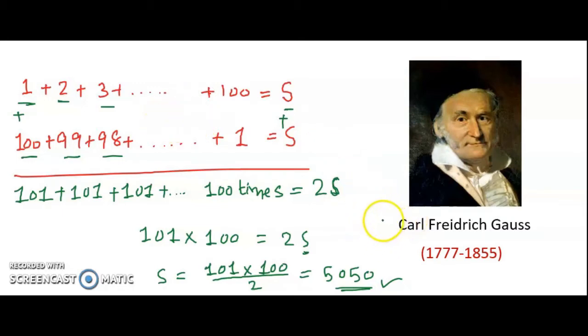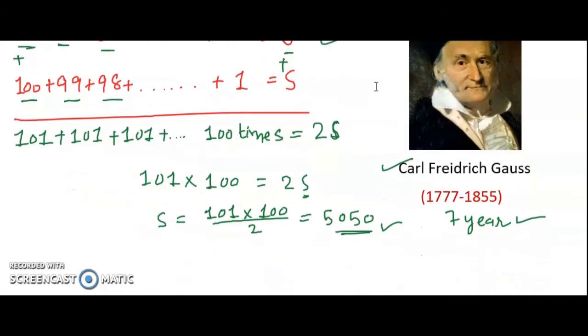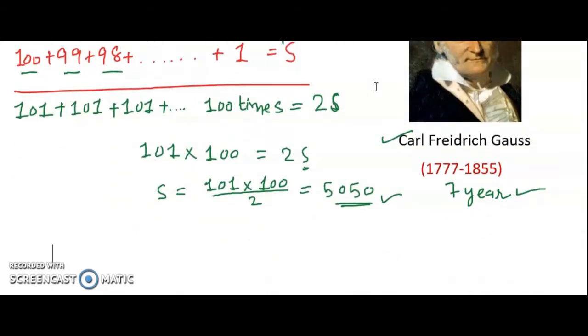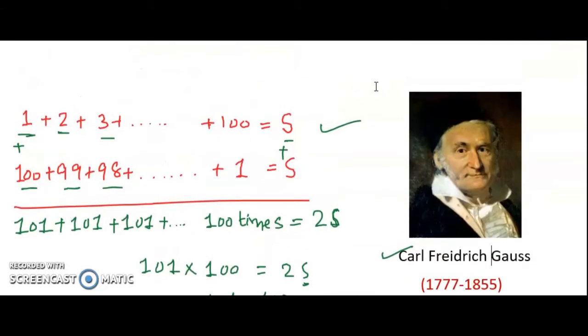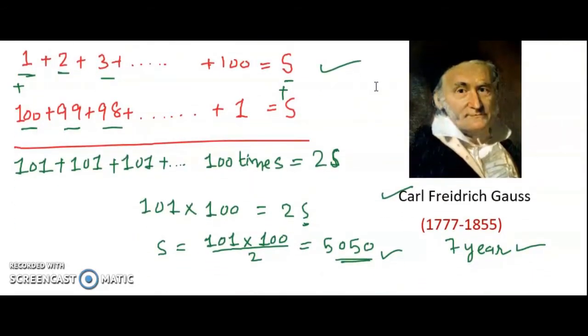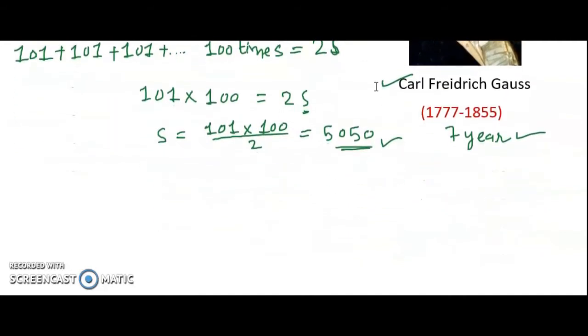This was done by this famous mathematician, and at that time his age was only 7 years. At the age of 7, he did this work. Later he contributed so much to arithmetic progression. So you can see here, to find the sum of the first 100 natural numbers, what you have done is 101 multiplied by 100 divided by 2.